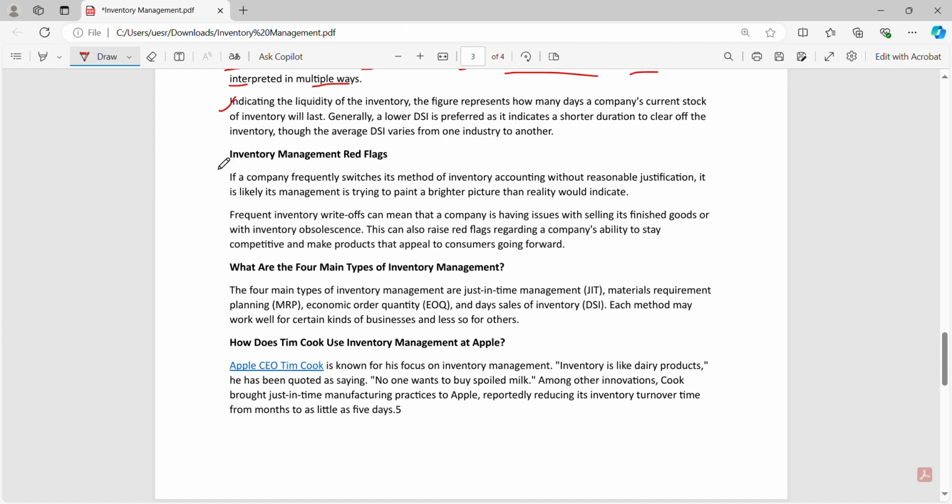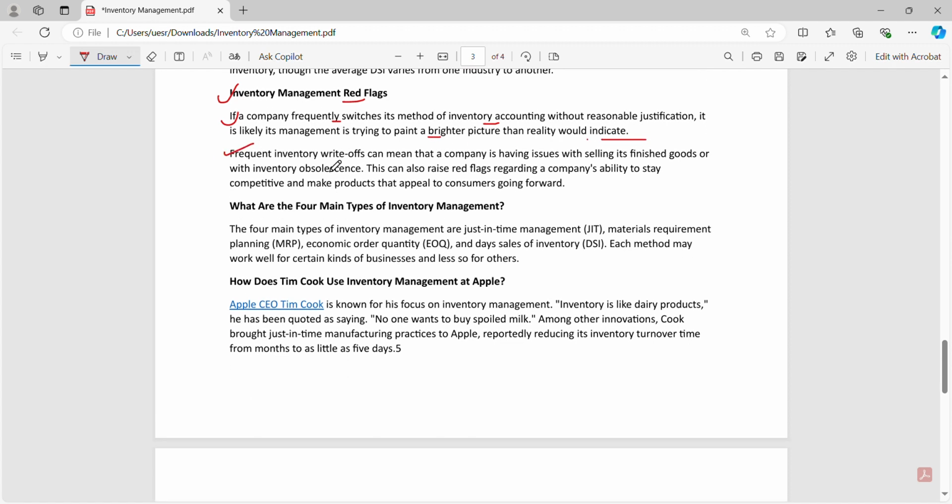Now, inventory management red flags. So, what are the red flags? If a company frequently switches its methods of inventory accounting without reasonable justification, it is likely its management is trying to paint a brighter picture than reality would indicate. Frequent inventory write-offs can mean that a company is having issues with selling its finished goods or with inventory obsolescence. This can also raise red flags regarding the company's ability to stay competitive and make products that appeal to consumers going forward.